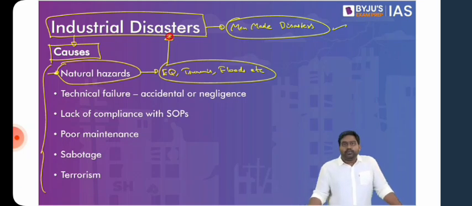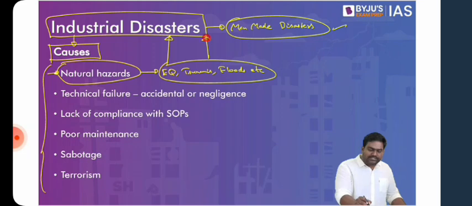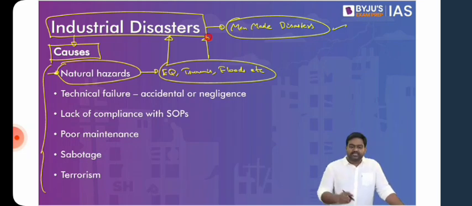An earthquake can cause a major toxic gas leakage in a chemical plant, right? If there's a massive earthquake and the factory suffers damage and collapses, toxic gas might leak out. Or a tsunami striking a nuclear plant can cause a nuclear accident, right? So there are natural hazards which cause industrial disasters. Apart from that, industrial accidents and disasters are entirely man-made.